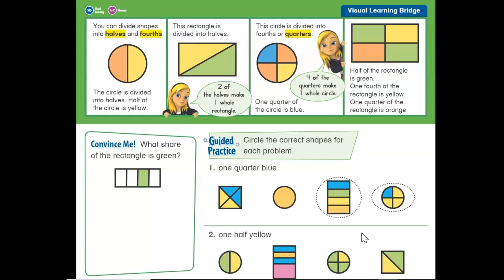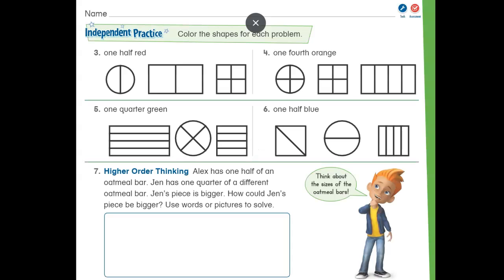Now looking at the next one that we have, a part where you can draw these out and color them in. It asks you to color the shapes for each problem. Color this 1/2 red. So each one of these you're going to color half of them red. Even though this may be divided into fourths, that's okay. You can still color half of it red. How many pieces would you color to color half of this red?